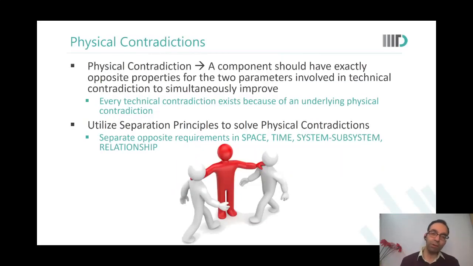The second level of abstraction, or the higher level of abstraction, is physical contradictions, where we say that any technical contradiction exists because of an underlying physical contradiction. What does a physical contradiction mean? Physical contradiction means that there is some object which is expected to exhibit two independent and two different properties of the same parameter.